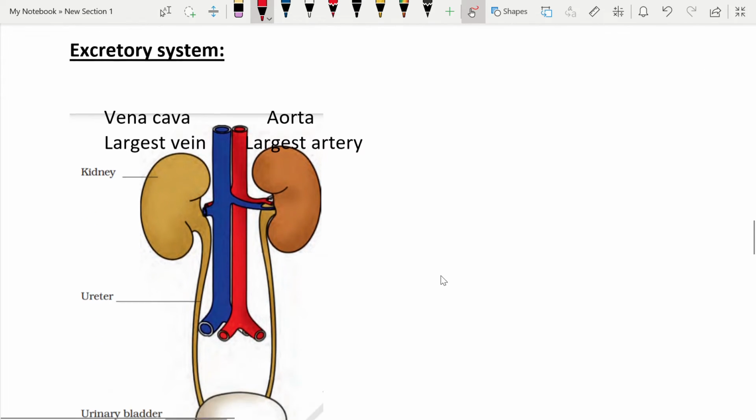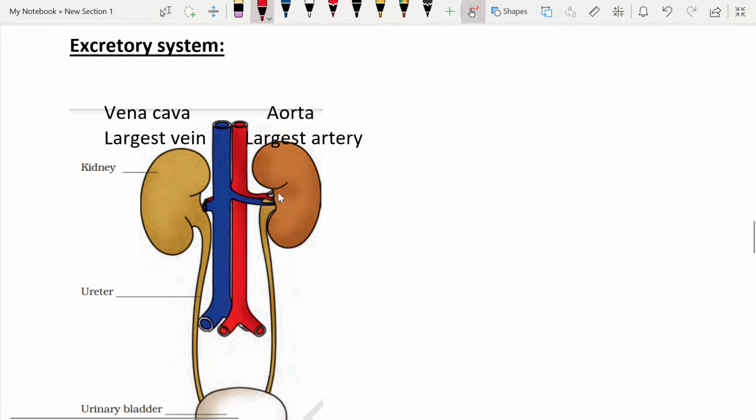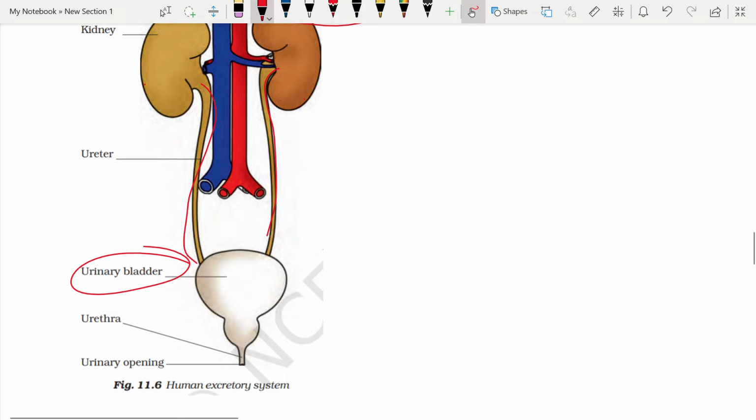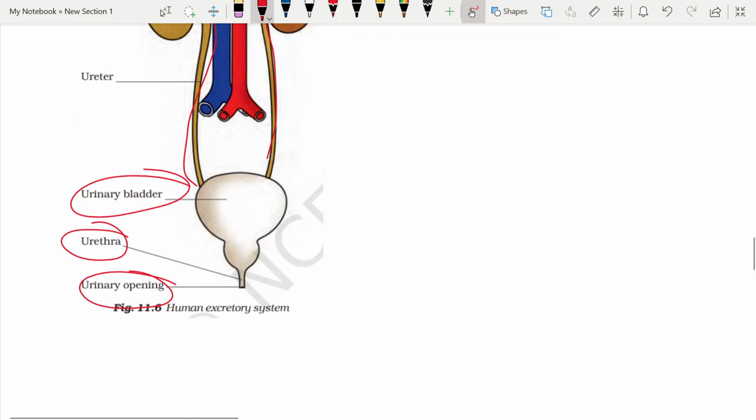So their excretion is the food waste and CO2. Now the excretory system is another very important system. Here's a little diagram from the book. So we've got vena cava, which is the largest vein right there. Then we've got aorta, largest artery right there. Then we've got our two kidneys. Then we've got the ureter, which connects the kidneys to the urinary bladder. Then it has urethra, which is where the pee comes out of, and then we have the urinary opening, which is basically where it comes out.